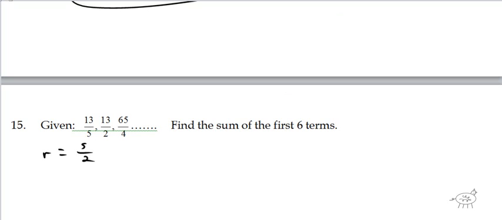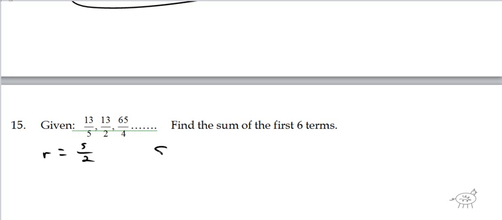If I asked you to find the sum, and I didn't say the 6 terms, I just said find the sum, then it would diverge because r is greater than or equal to 1 or less than or equal to negative 1, right? It's one of those two. But I'm not asking you for that. I'm asking you for the first 6 terms, the sum of the first 6 terms.